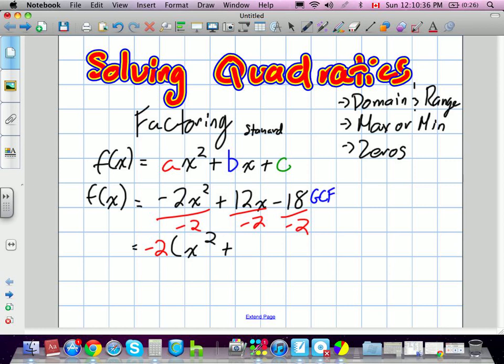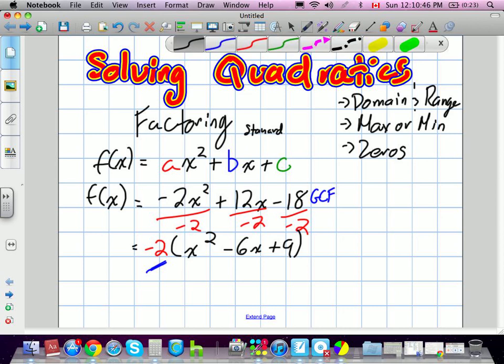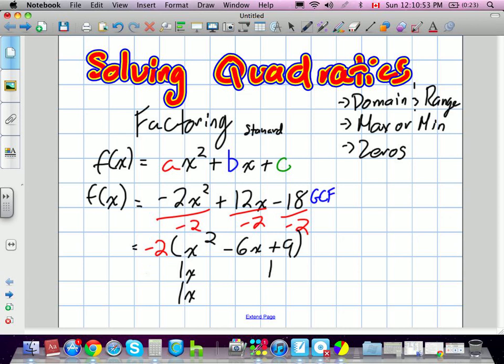With our common factor taken out, the next step is factoring these brackets. When I factor these brackets, I take the factors of the first term, which are 1x and 1x. Factors of the last term, well, 1 and 9, 3 and 3 are both options. Right away we know it's got to add up to -6x, and if we do 1 by 3, 1 by 3, 3x, 3x. But in order to make a negative, they will both have to be negative.